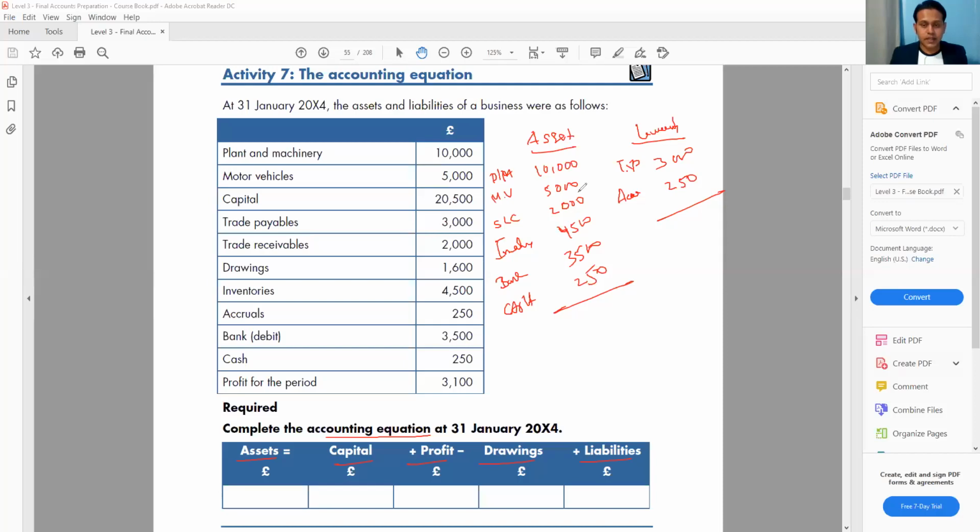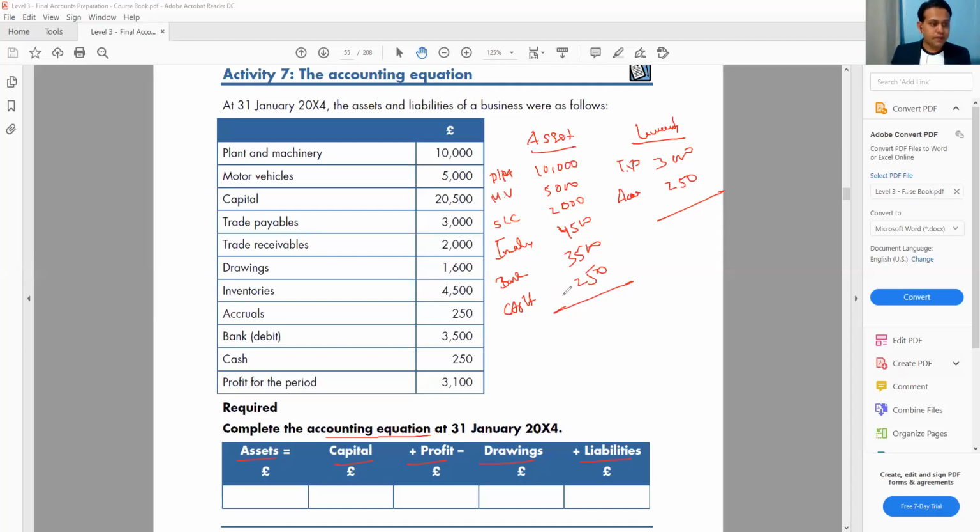So added all of this, 10, 5, 2,000, then 4,500. How much is it? 25. Unless the question says it is accrued income, you need to understand this is a liability. For example, the VAT, for example, the rent. So if you see the rent, it is an expense; if you see the VAT, it is a liability.